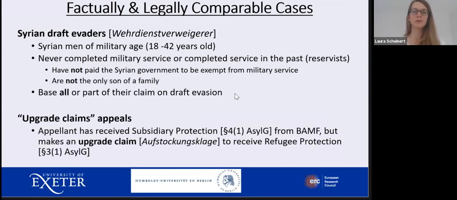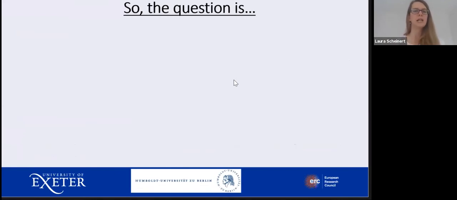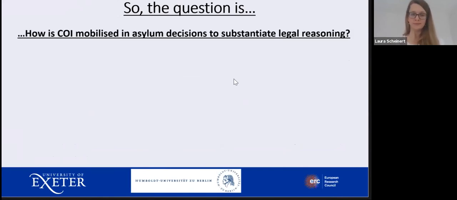And now these appeals are so-called upgrade claim appeals, which means the appellant would have received subsidiary protection in a lower instance decision, either the BAMF or the first instance administrative court, but then makes an upgrade claim for refugee protection for the reasons just outlined. It gives you better ease of access to residence and better family reunification rights. So the question really is, why is there this difference in outcomes at the federal level?